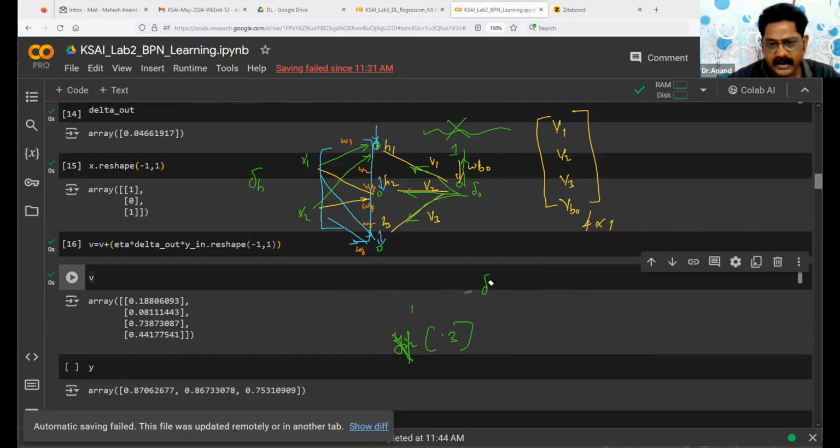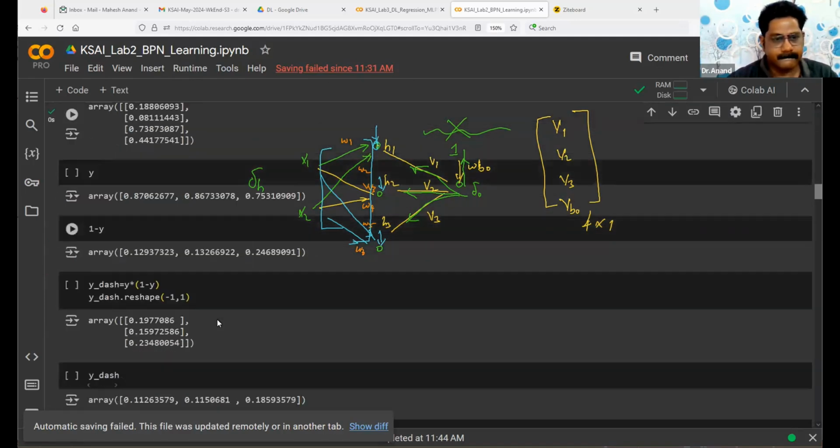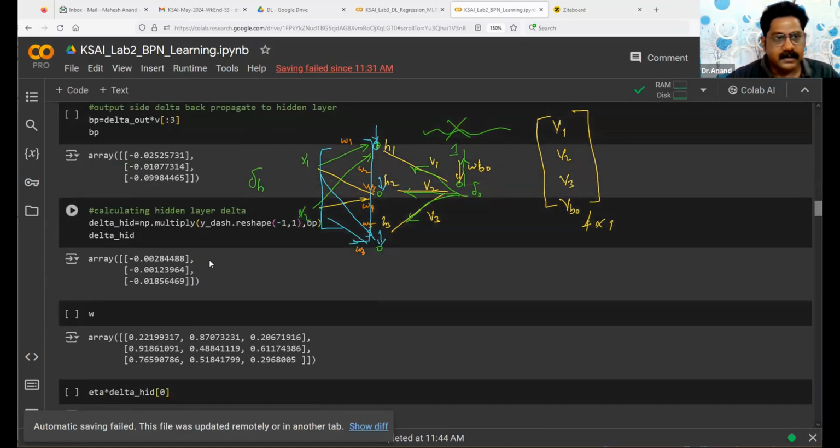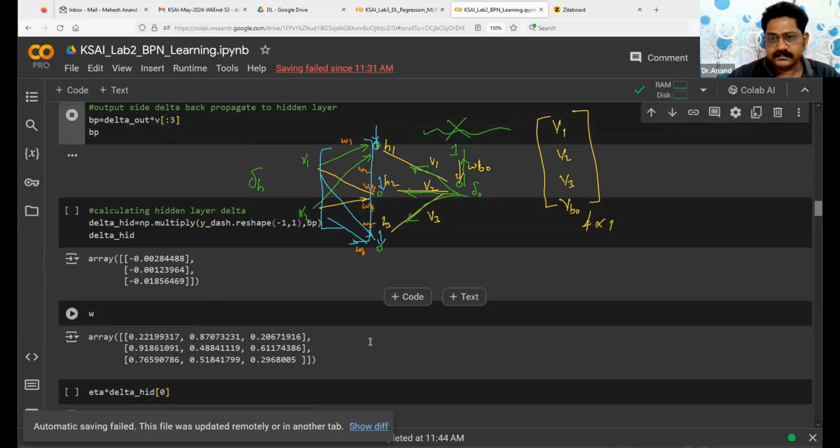Let me show you where I have done this calculation. Here, delta O is a scalar value, V colon 3. So delta naught multiplied with V1, we got 0.008. Delta naught multiplied with V2, we have got 0.0037. Delta naught multiplied with V3, we have got this. This is the backpropagated component.